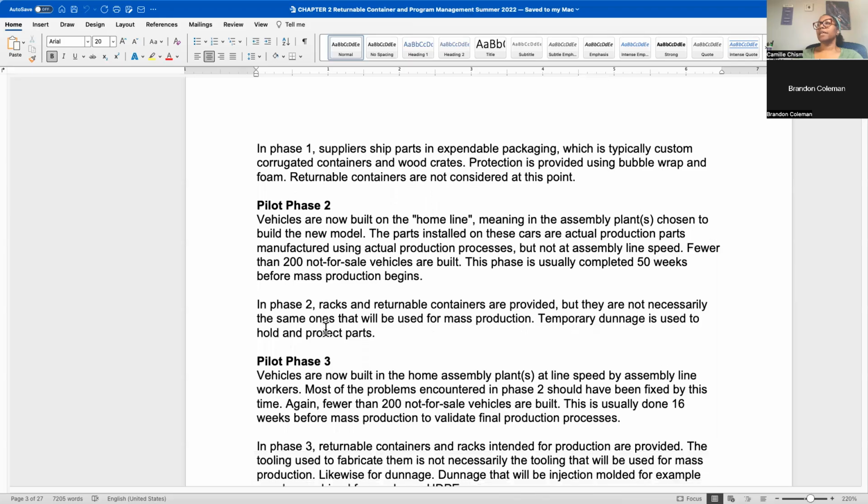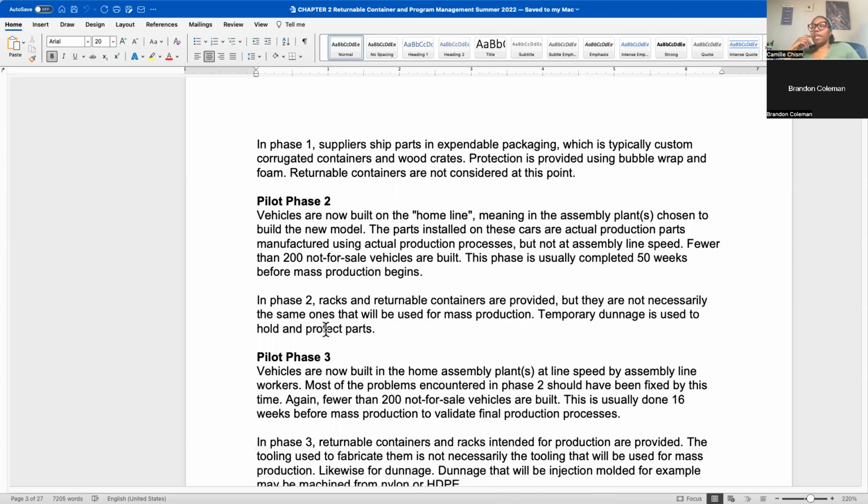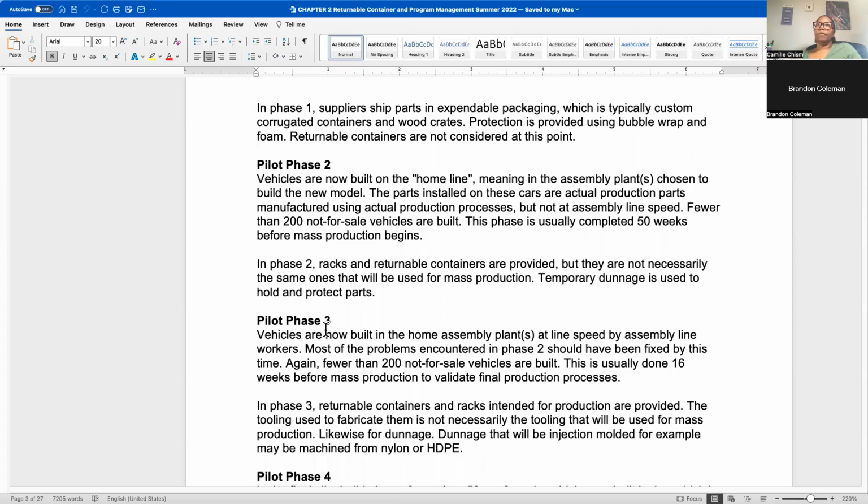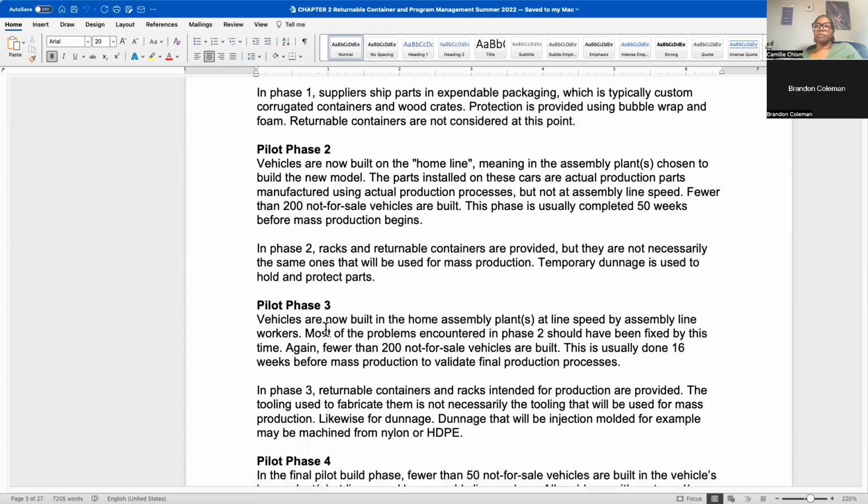So here, it says that in phase 2, you've got things like racks and returnable containers that come in. These are going to be many times either prototypes or maybe hand-built ones. So they're going to be close to production, but the process to make one could be a lot different than the process to make them online. The process to make one by hand is a lot different for a rack than if you're going to build 500 racks. So just keep in mind that some things will be very similar, but there may be some things that change.